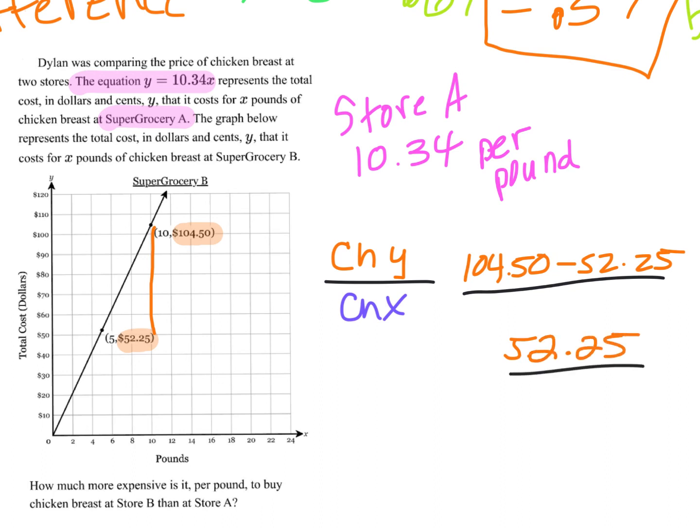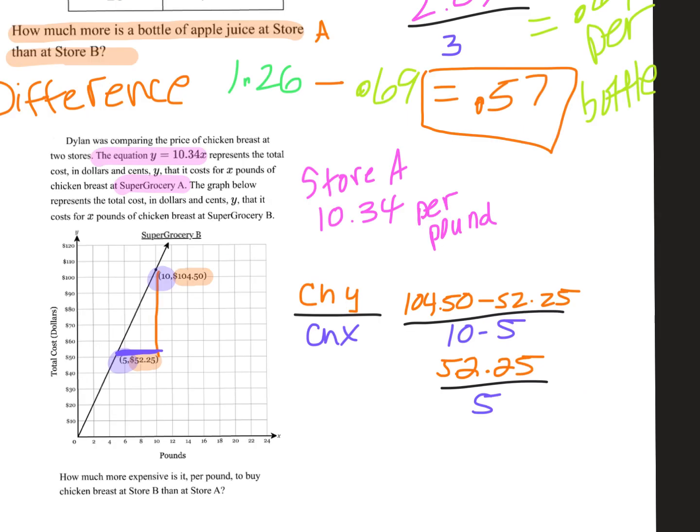And then my change in my X values, that would be the difference between 10 and 5, which is going to be 5. So if I divide $52.25 by 5, that gives me $10.45 per pound at store B.